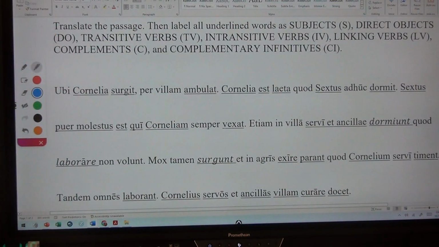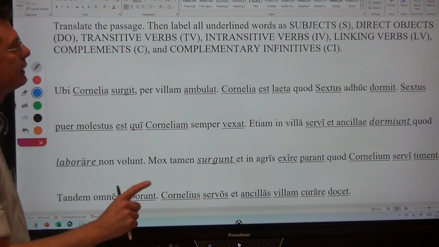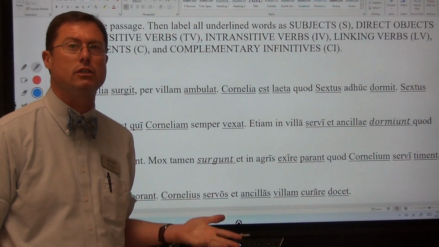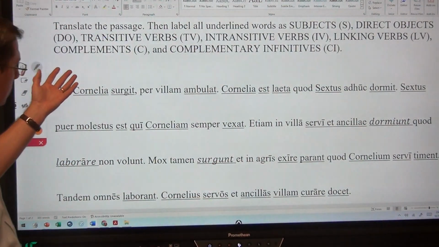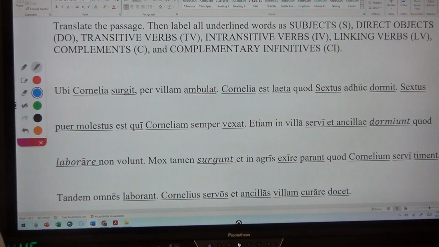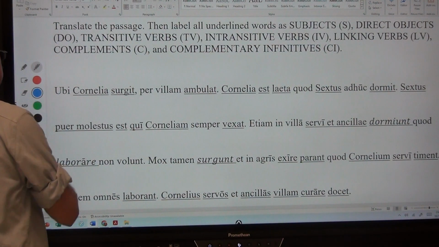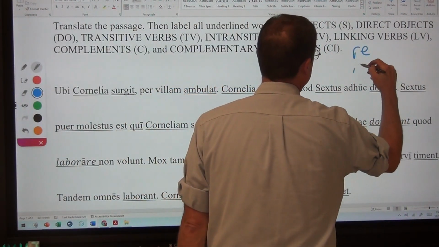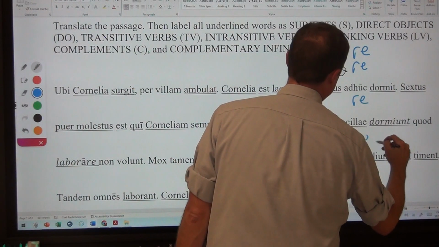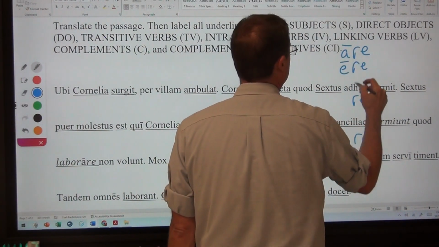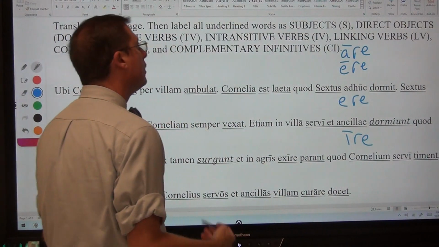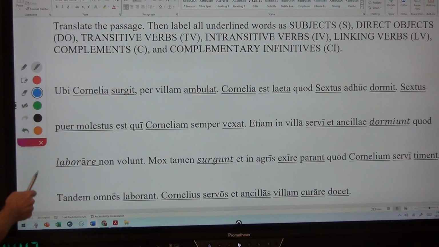Here's what you're going to do. You're going to translate the passage, then label all the underlined words as either a subject, where we're looking for nominatives; direct object, where we're looking for accusatives; transitive verbs, those verbs that can have a direct object; intransitive verbs, verbs that cannot have a direct object; linking verbs, sum, es, est, sumus, estis, sunt, which link the subject to the complement, which I just said what it was; and then if it is an infinitive, which you'll be able to recognize easily by the fact that you're going to see an -are, an -ere, an -ere, or an -ire, and in front of those will be either a long A, a long E, a short E, or a long I. But that's what we're looking for in the case of infinitives.